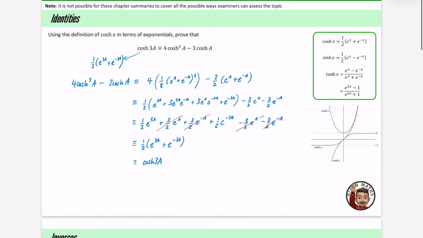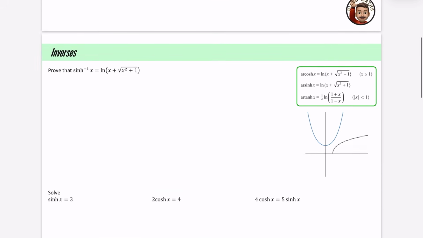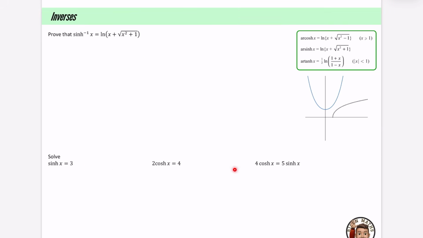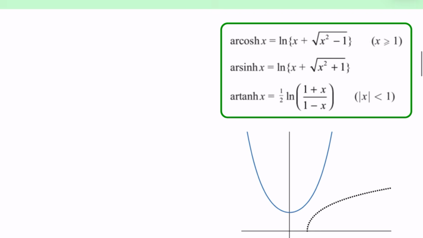Now what's likely in a question is they then might ask you to use this in some kind of way. They might use this as some kind of identity that you can then use to solve an equation. But I'm now going to introduce the idea of how we can go about solving some equations down here by introducing the idea of inverses. Now, because the cosh, the sinh, the tanh functions are all written in terms of exponentials, it makes sense that their inverses are in terms of logarithms.